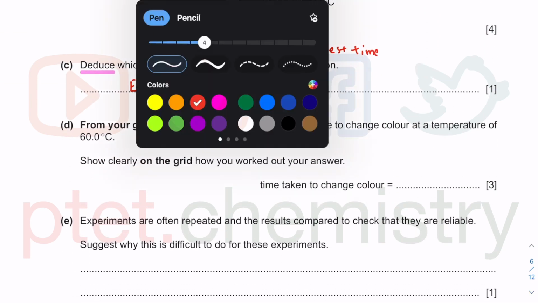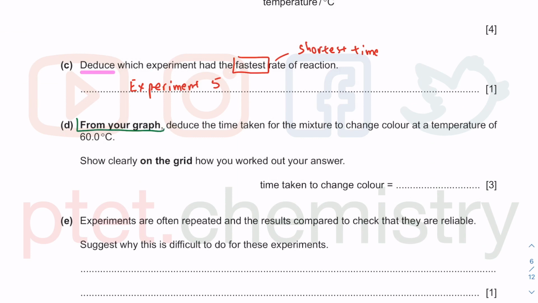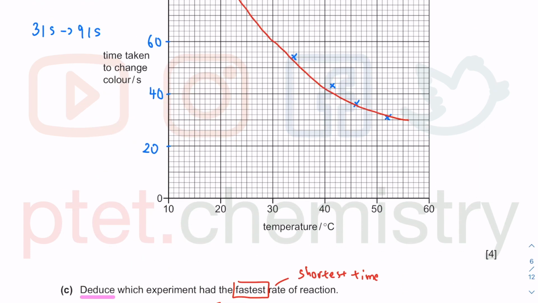The next one is using your graph. From your graph, so this means that you must show construction lines. So get your ruler and your pencil out. And this is the time. You want the time taken for it to change color at a temperature of 60.0 degrees Celsius. You did not do the experiment at 60.0, but what we want is to continue this curve until it reaches 60 degrees Celsius.